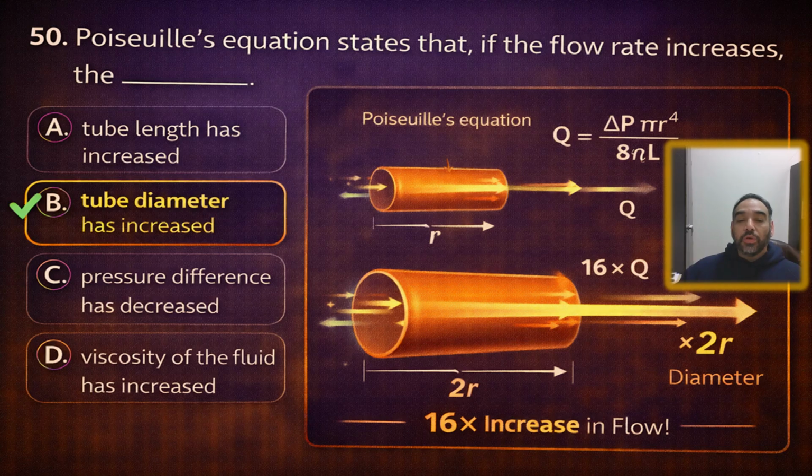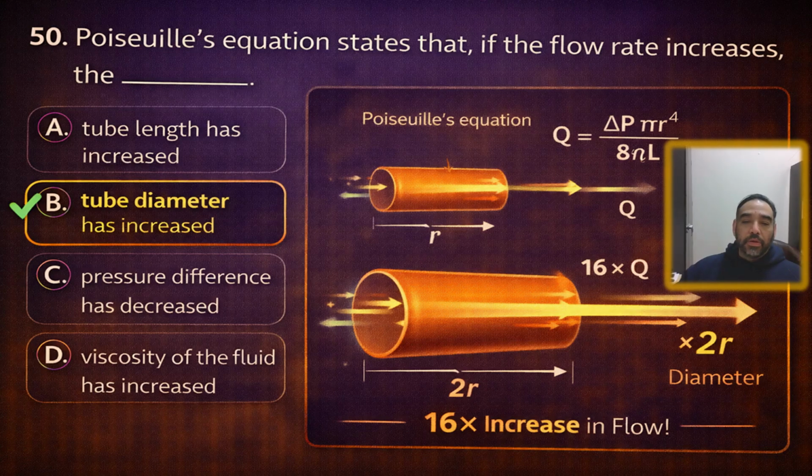If we look at Poiseuille's equation, flow is equal to delta P times pi times radius to the fourth, all divided by 8 n times L. And so Q being the flow rate, delta P is that pressure difference, R is equal to the radius. That little n sign is viscosity, and then the L is the tube length.